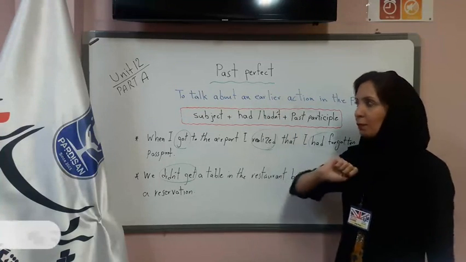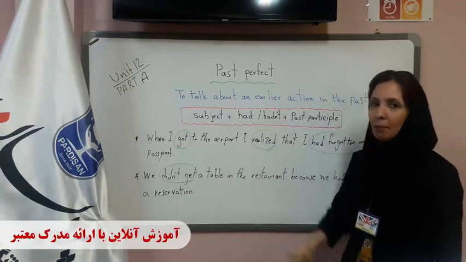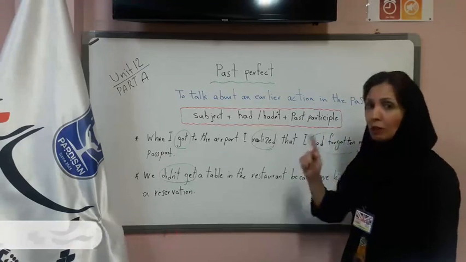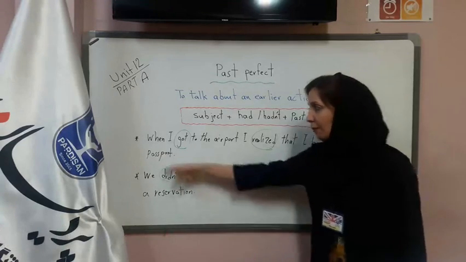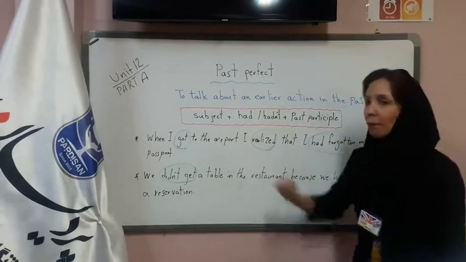When do we use past perfect? We use it to talk about an earlier action in the past. What does it mean? Look at the example. When I got to the airport, I realized that I had forgotten my passport.